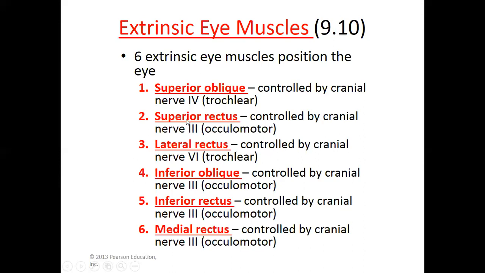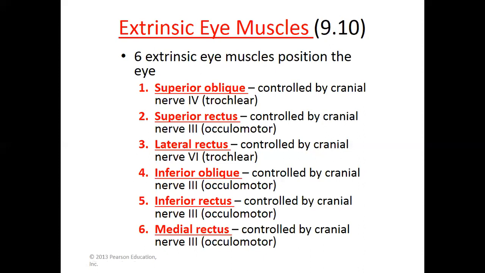The superior rectus, we'll point these out on the next slide. The inferior rectus, the medial rectus, remember a rectus muscle is long and straight, the fibers all run in one direction, and then the inferior oblique muscle. The lateral rectus is controlled by the trochlear nerve, and the superior oblique is controlled by the trochlear nerve. So there's 2, I think I said 3. There's 2 cranial nerves that control the extrinsic eye muscles. A third cranial nerve, the optic nerve, innervates the eye.